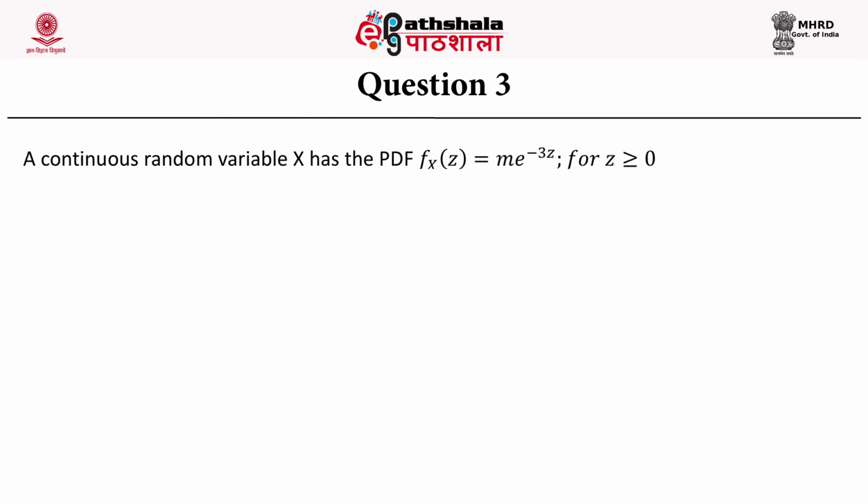Now we have a question here. A continuous random variable X has the PDF equal to m e^(-3z), where z is greater than or equal to 0. That means we have the positive real line. Find the value of m and the probability that X is less than or equal to 8.